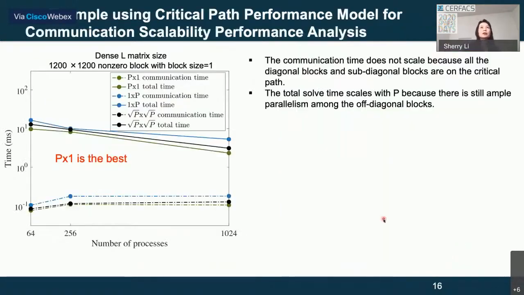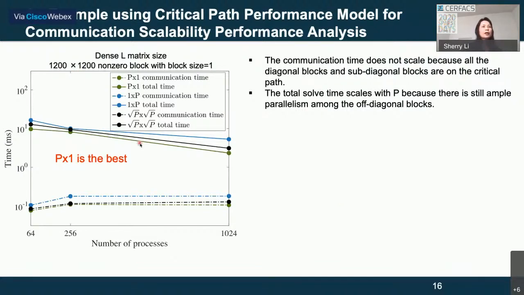And then the last example is using this performance model to look at the communication of a dense matrix. It's very illustrative. The dense matrix is input and represented as a sparse matrix in the sparse code, and we have a 1200 by 1200 size.